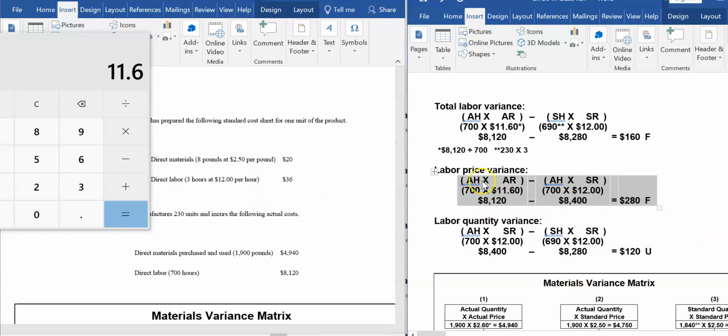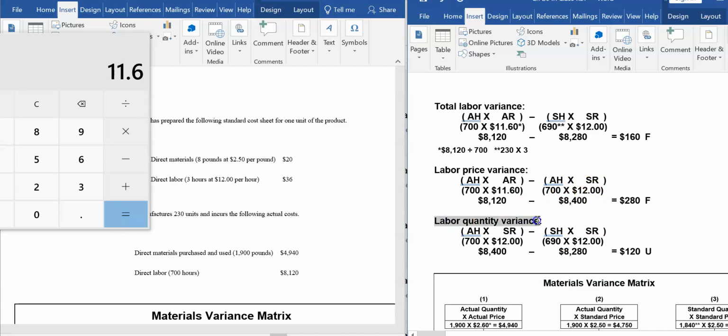The difference between the total actual price and the flexible budget price is $280. And that is favorable. It is favorable because the actual costs were less than what was paid for the amount of hours used.